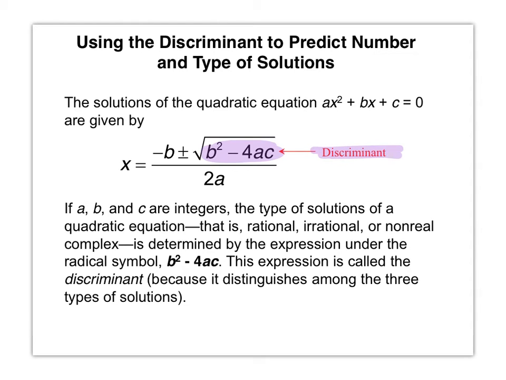If a, b, and c are integers, the type of solutions of a quadratic equation, that is, they're either going to be rational, meaning they can be written as fractions, irrational, or even non-real complex solutions, is determined by the expression under the radical symbol, b squared minus 4ac. This expression is called the discriminant because it distinguishes among the three types of solutions.